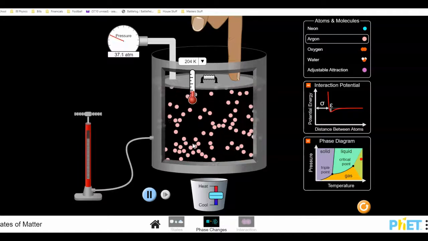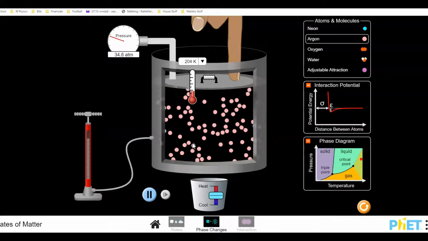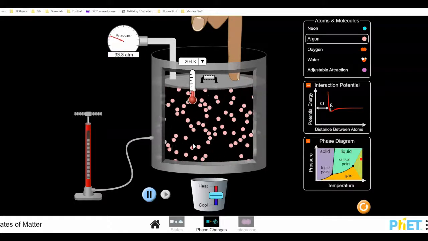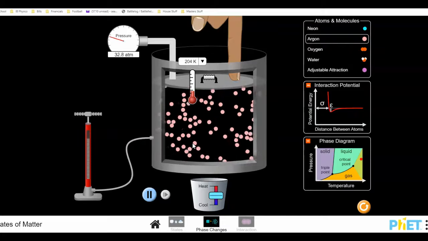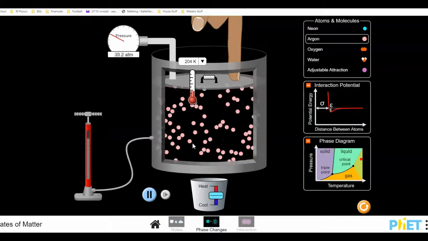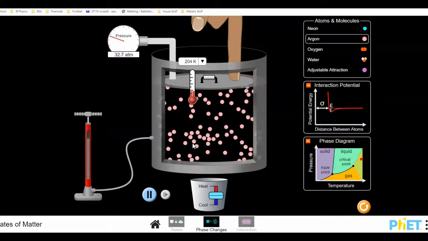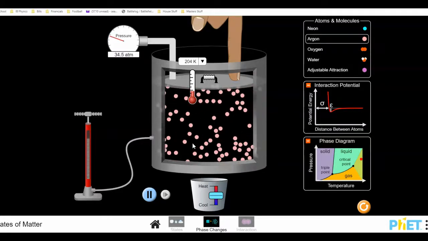And just to be clear, we're talking about collisions not of the atoms colliding with each other, but the atoms colliding with the walls of the container. Because every time there's a collision with the walls of the container, each atom puts a little force on the container, and we'll talk more about that later. So it's not the collisions between the atoms, it's the collisions between the atoms and the walls of the container that they're in. Okay, so that is what pressure is a measure of.